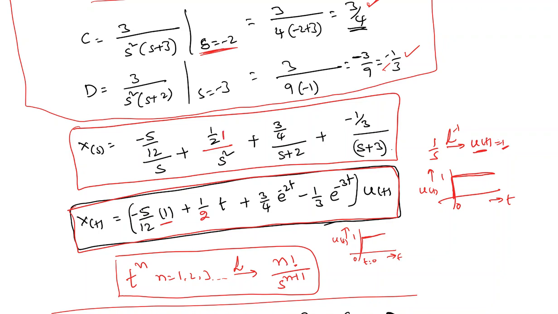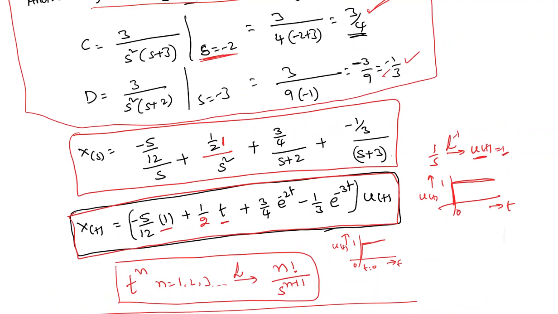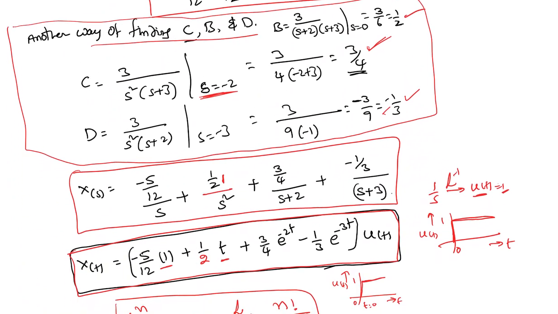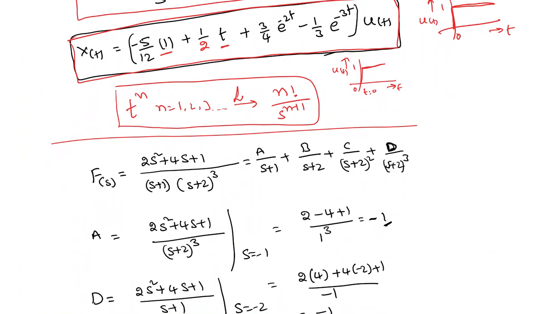So all I have is 1 factorial over s square, so 1 by 2 is a constant. I'm going to keep it on the side. So 1 by 2, 3 by 4 e to the power of minus 2t minus 1 by 3 e to the power of minus 3t. We already did this in the previous example. Okay, so this is the first example. We converted an s domain, or frequency domain, or Laplace domain equation into a time domain equation by using the inverse Laplace transforms or table. Yeah, let me go with the next example.